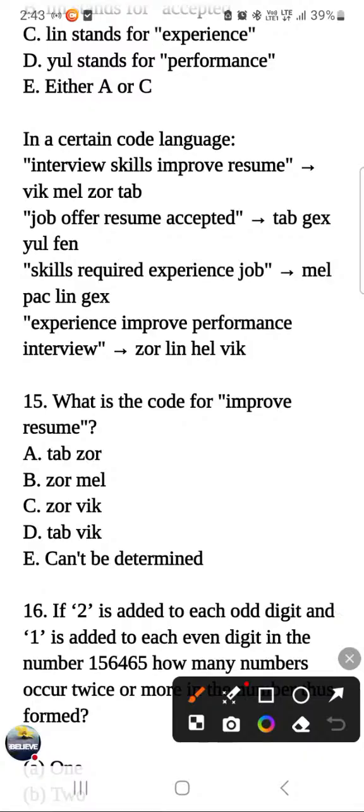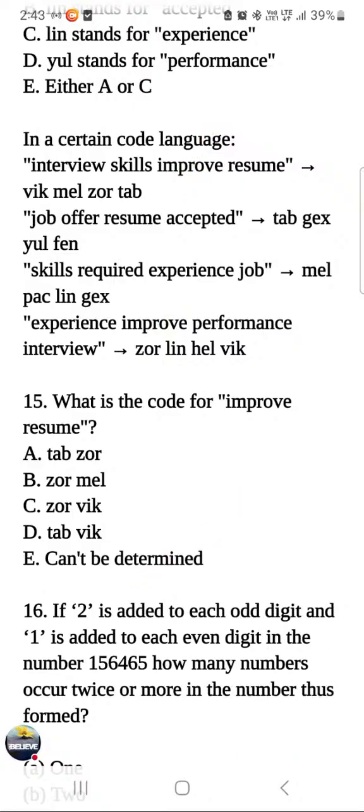Then, what is the code for improve resume? Resume we have here and here. There is only one common word, TAB. So either this or this. And the next word is improve. Where is improve? Improve is here and here. So here we have common words VIK and ZOR, but we are not sure about this. So we can directly say cannot be determined.